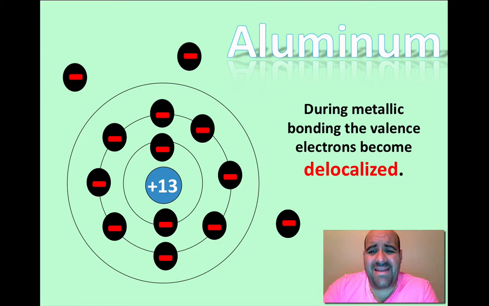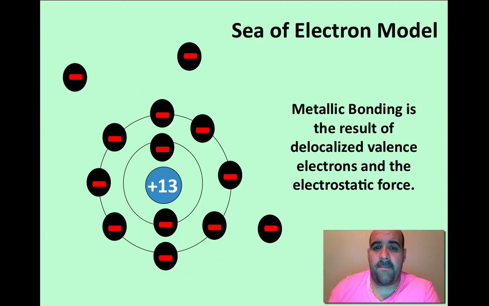During metallic bonding, the valence electrons become delocalized, and you can see them. They're no longer in that third energy level. They're free to move around. That's what delocalized means. They're not attached to the aluminum atom any longer. They're not bound to it.